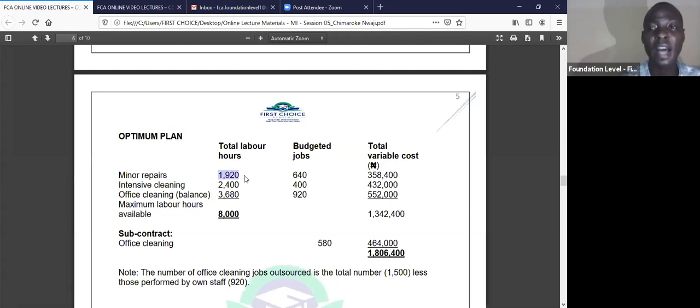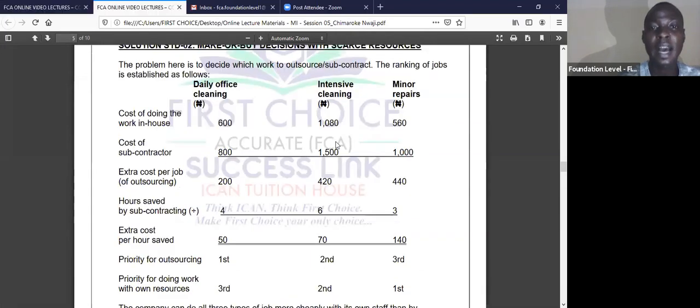The question also asks for our variable cost. So what is our variable cost? What it means is, how much are we going to spend doing it in-house? The first is this, which is 560 naira. It's our variable cost.